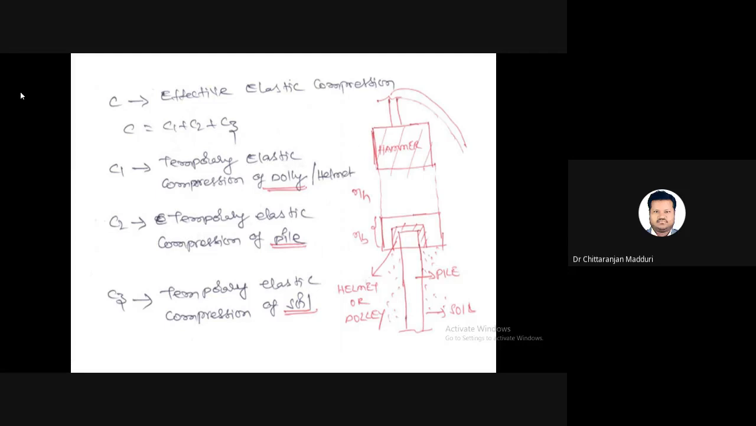So C is known as effective elastic compression. C equal to C1 plus C2 plus C3. C1 is known as temporary elastic compression of dolly or helmet. C2 equal to temporary elastic compression of pile. C3 equal to temporary elastic compression of soil. So the dolly will compress, the pile also will compress, and the soil also will compress when the pile is subjected to hammer blow. But all these compressions are temporary, only elastic compression.